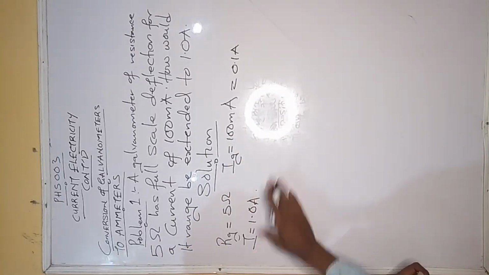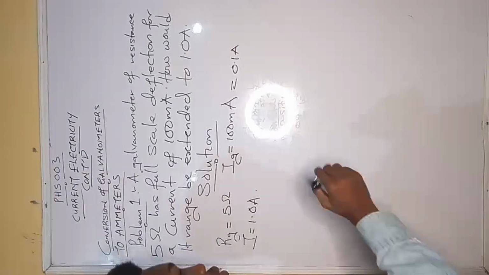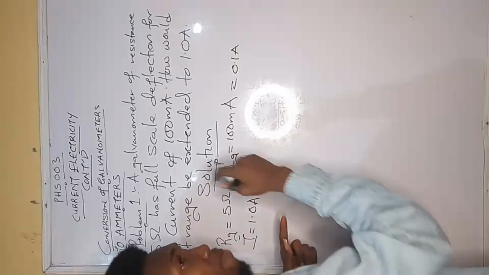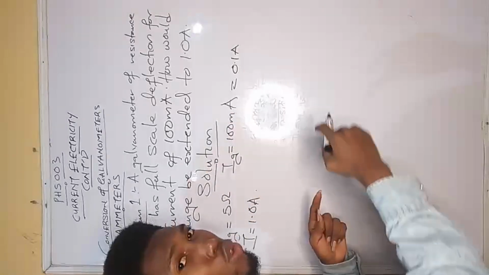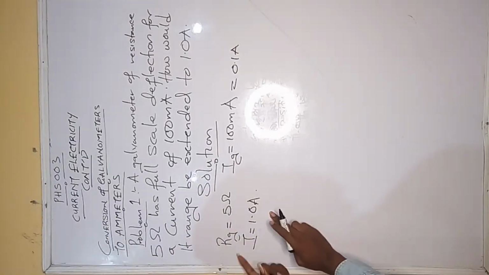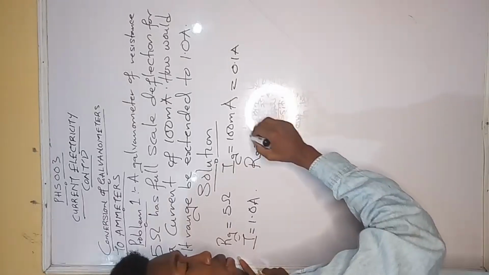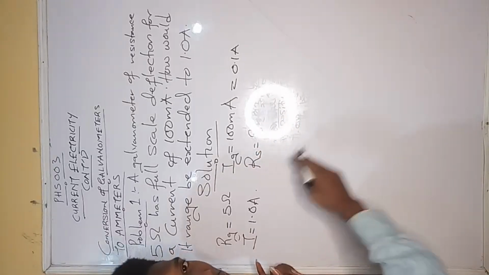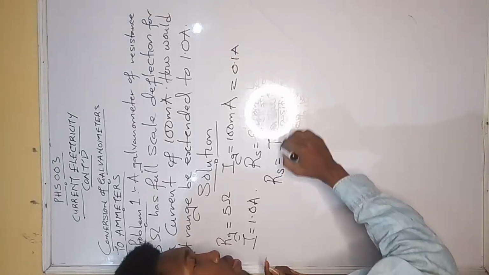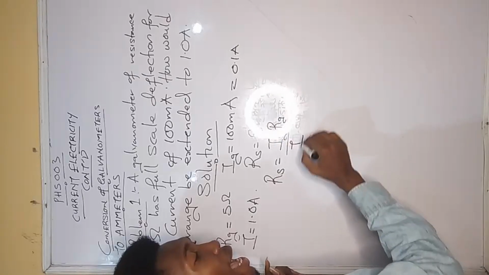This is the total current that is released into this circuit. So what we are trying to look for is what resistance we are going to connect in parallel to enable our galvanometer to measure this value of current. So I'm looking for RS, the resistance of the shunt, and I just gave you the formula. We said RS is equal to IG times RG over I minus IG.